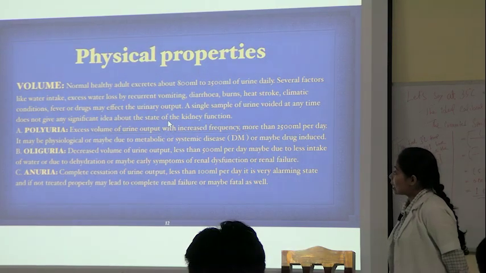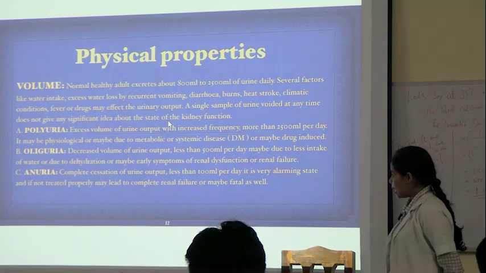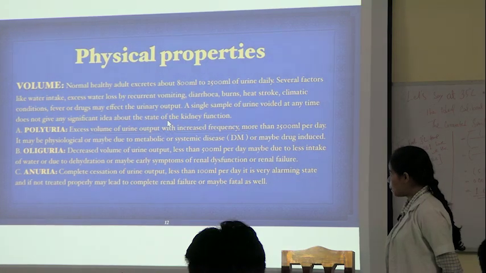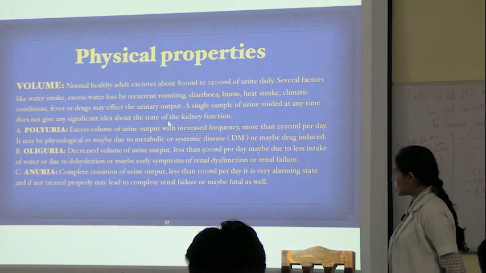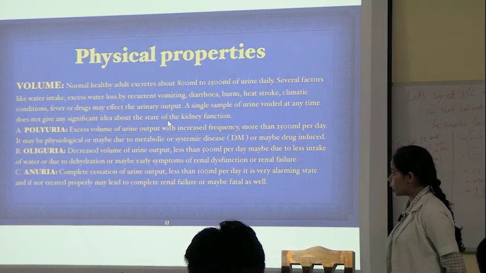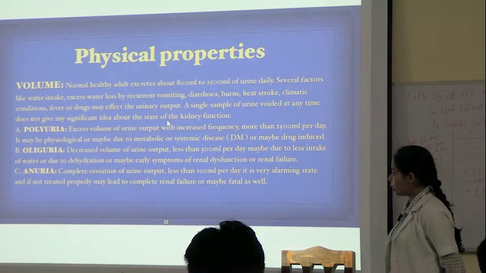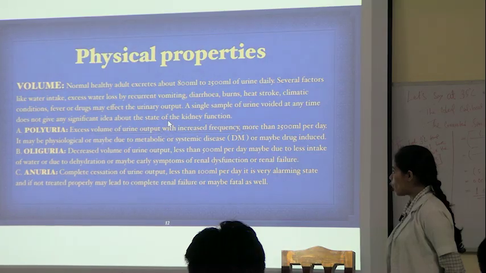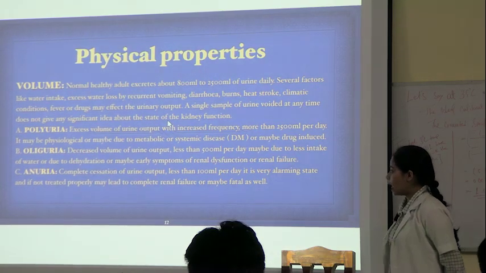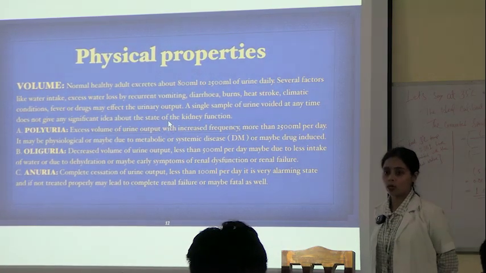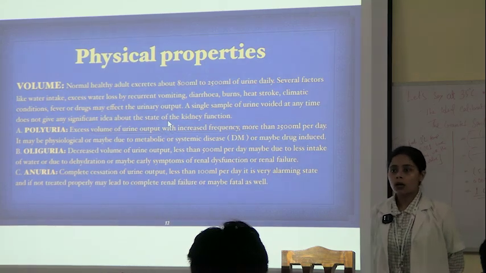Anuria is the complete cessation of urine output, less than 100 ml per day. It is a very alarming state, and if not treated properly may lead to complete renal failure or may be fatal as well. Anuria means there is complete cessation or less than 100 ml.